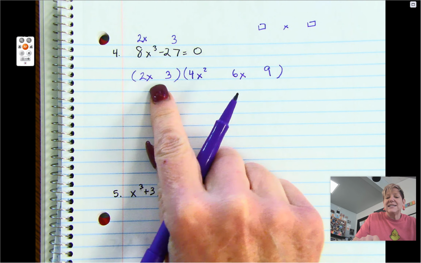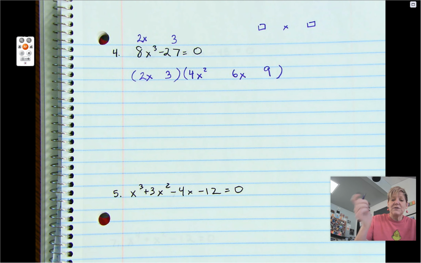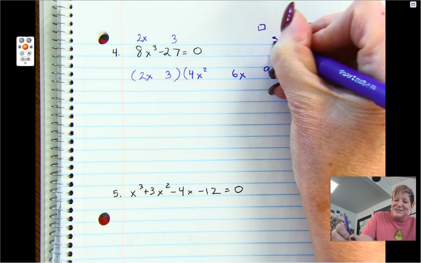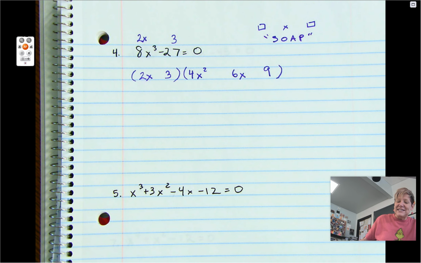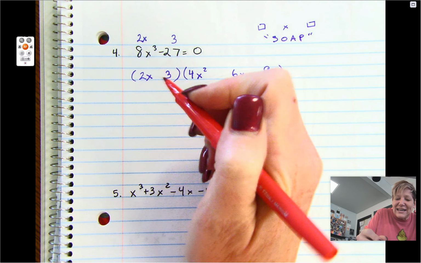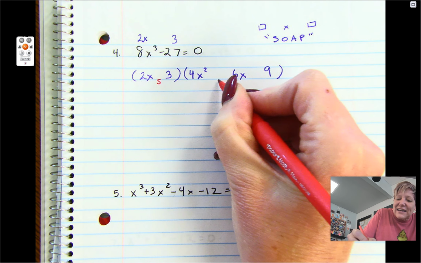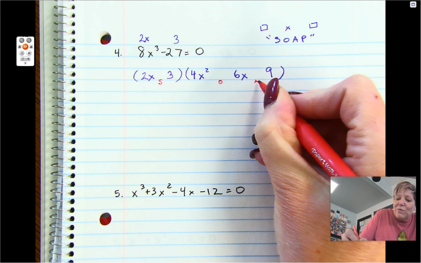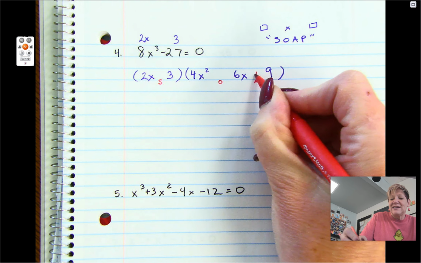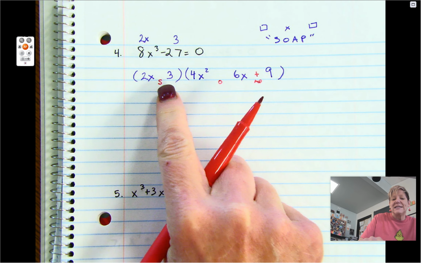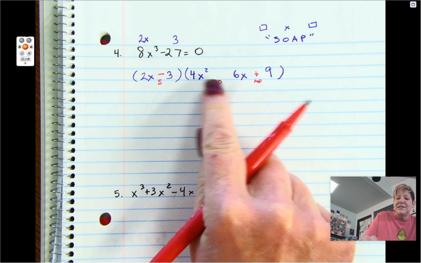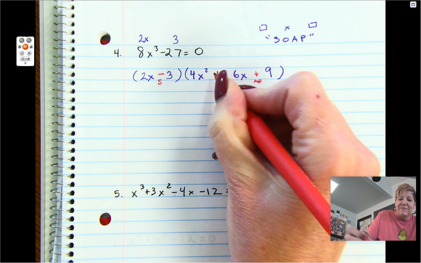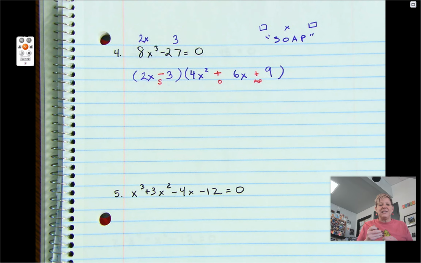Now you just need the signs, and I'm going to use the word SOAP to remember that. This sign in here is the same. This sign is the opposite, and this is always positive. So this guy is always positive. This is the same as what we started with, and this is the opposite of what we started with. So it is factored completely.